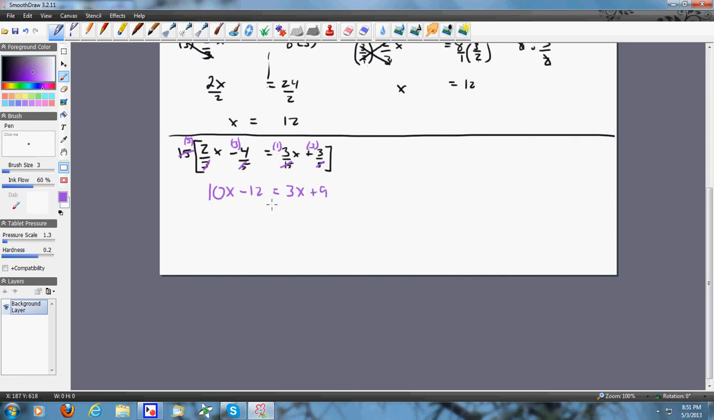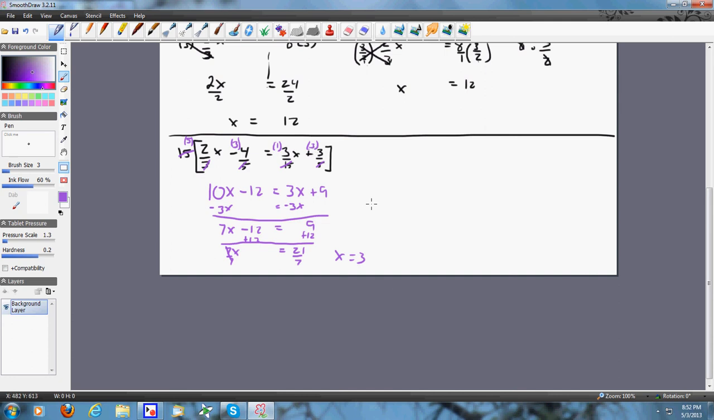And take a look. It's a pretty easy question now. I'm going to bring baby to mama. The 3x is smaller than 10x, so I'm left with 7x minus 12 equals 9. I'm going to add 12. Beautiful. I get 7x equals 21. I divide by 7, and that goes away, x equals 3.